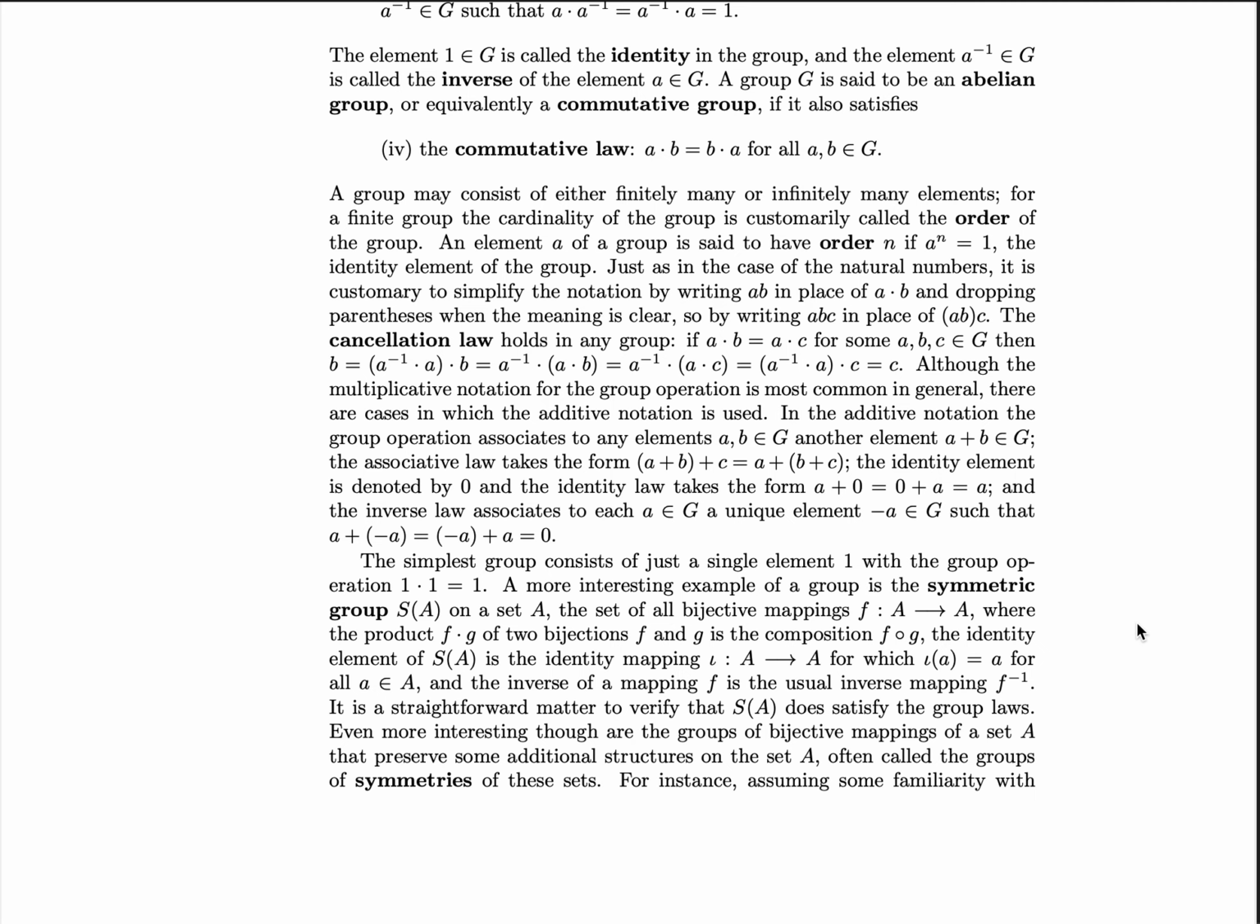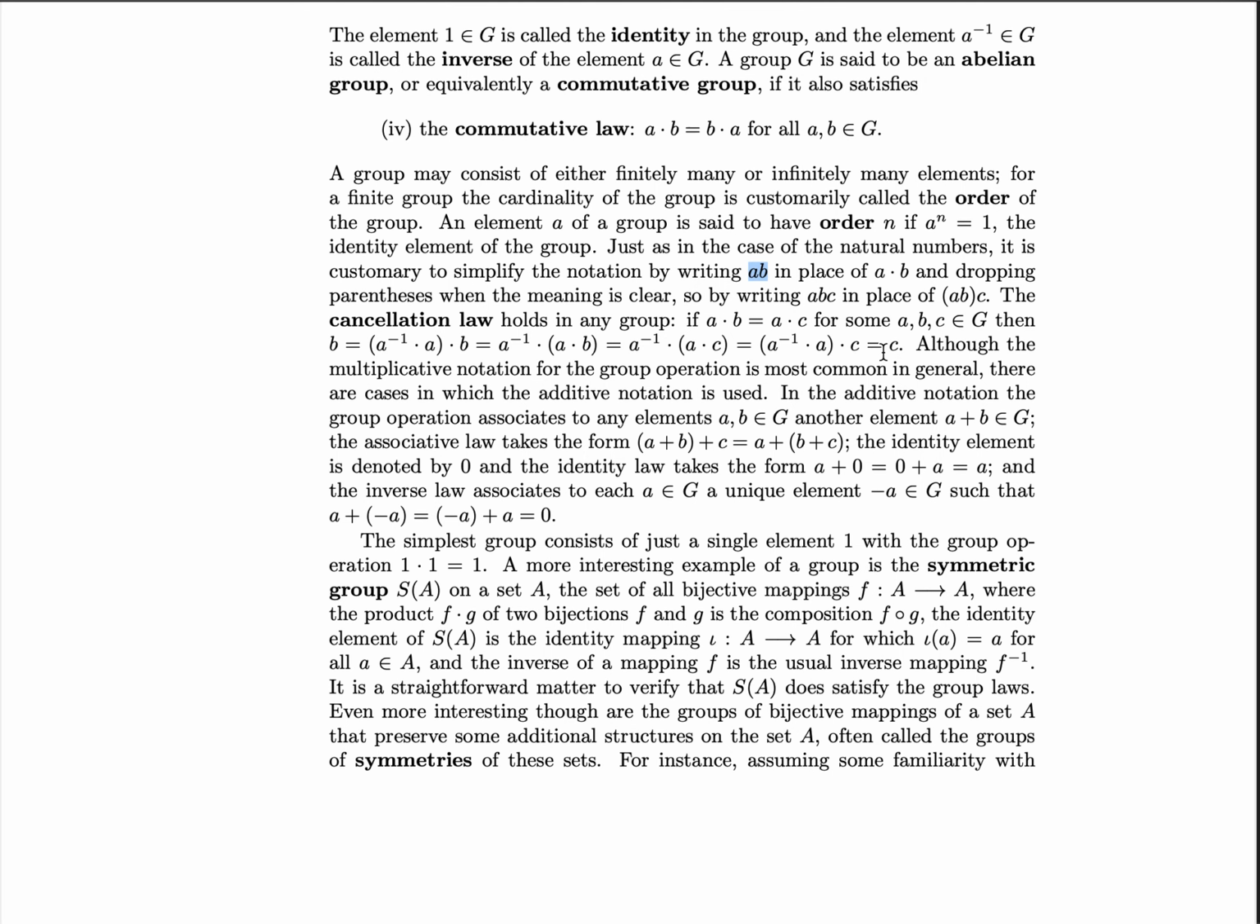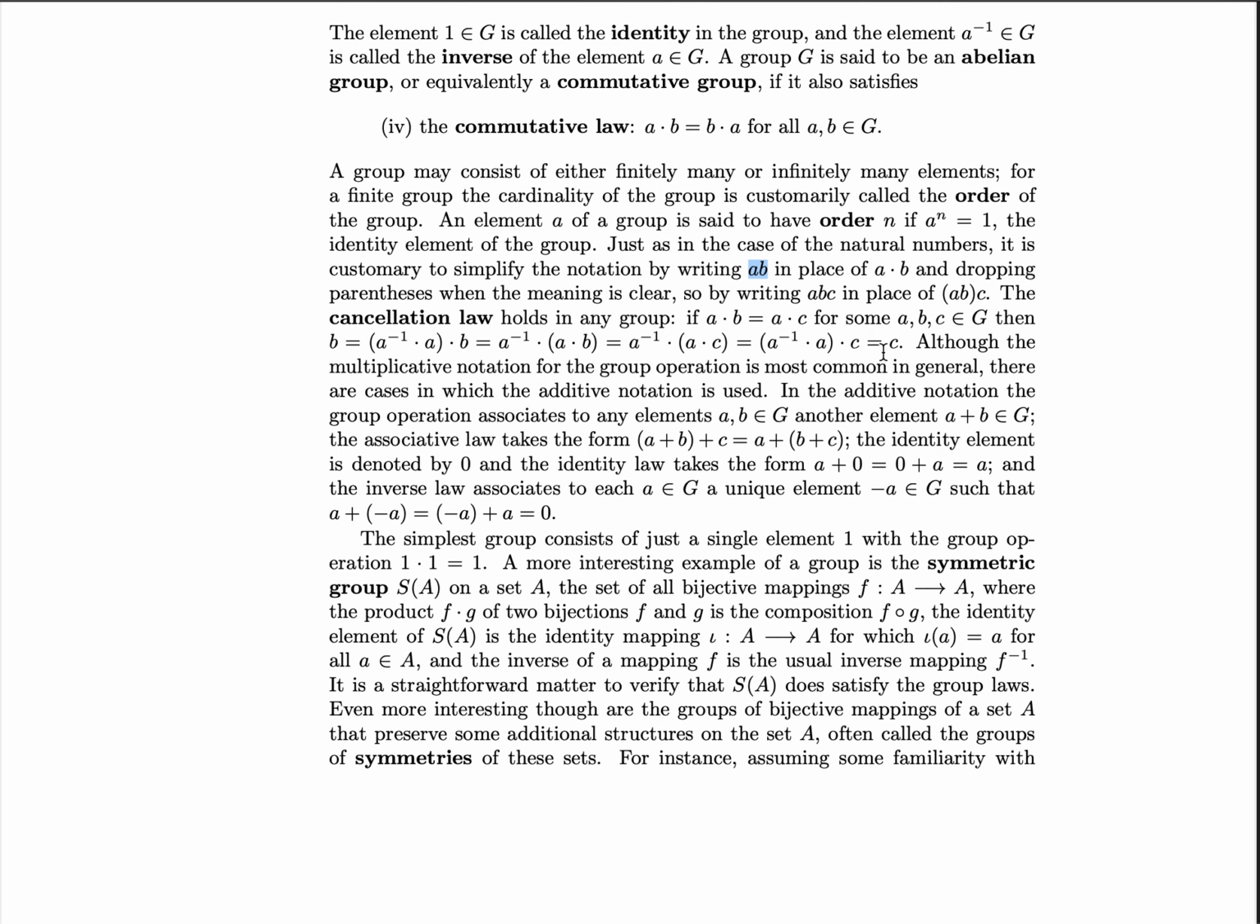Just as is the case in the natural numbers, we often make writing A times B a little easier by writing AB instead of A times B. And we usually drop parentheses when the meaning is clear. Thankfully, the cancellation law holds in any group: if A times B is equal to A times C for some A, B, C in G, then B is equal to A inverse A times B, so it's A inverse times A times B by associativity, so it's A inverse times A times C, so it's A inverse times A, again by associativity, so it's just C.